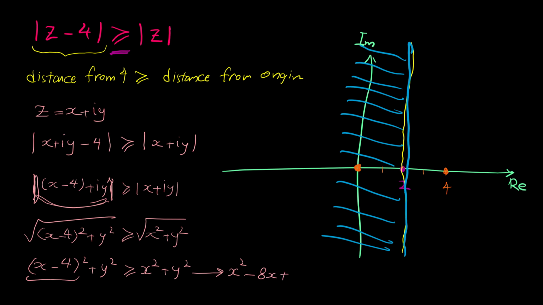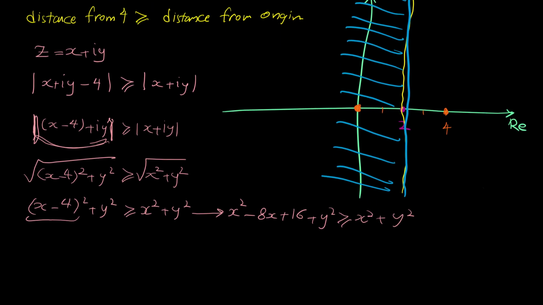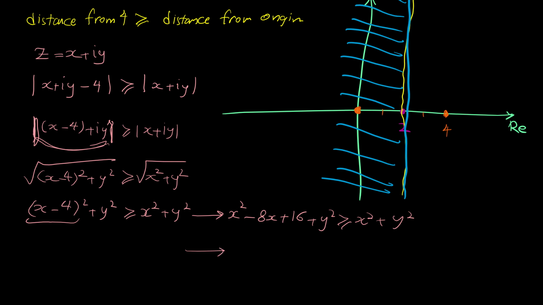X to the 2 minus 8x plus 16 plus y to the 2 greater than or equal to x to the 2 plus y to the 2. Move everything to the left side of this equation. If we move everything to the left, x to the 2 with x to the 2 cancels, y to the 2 with y to the 2 cancels, and then we have negative 8x plus 16 greater than or equal to 0.